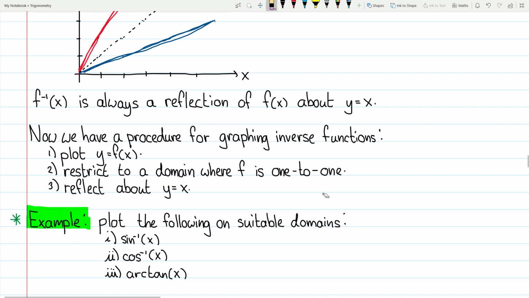So now we have a procedure, right? If we're given a function y equals f of x, first of all, we can plot the function itself using our sampling method. We can restrict the function to a domain, a collection of inputs, where our function is one-to-one. And then finally, we can reflect about this half line, and that will give us the graph of the inverse function.